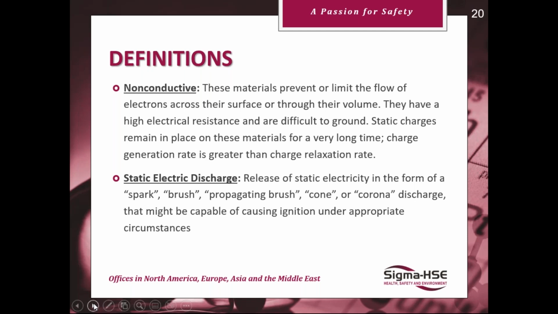Then we have static electrical discharges. So this is release of static electricity in the form of either a spark, which is the most common one, brush discharges, propagating brush, cone, or corona discharges that might be capable of causing ignition under appropriate conditions.